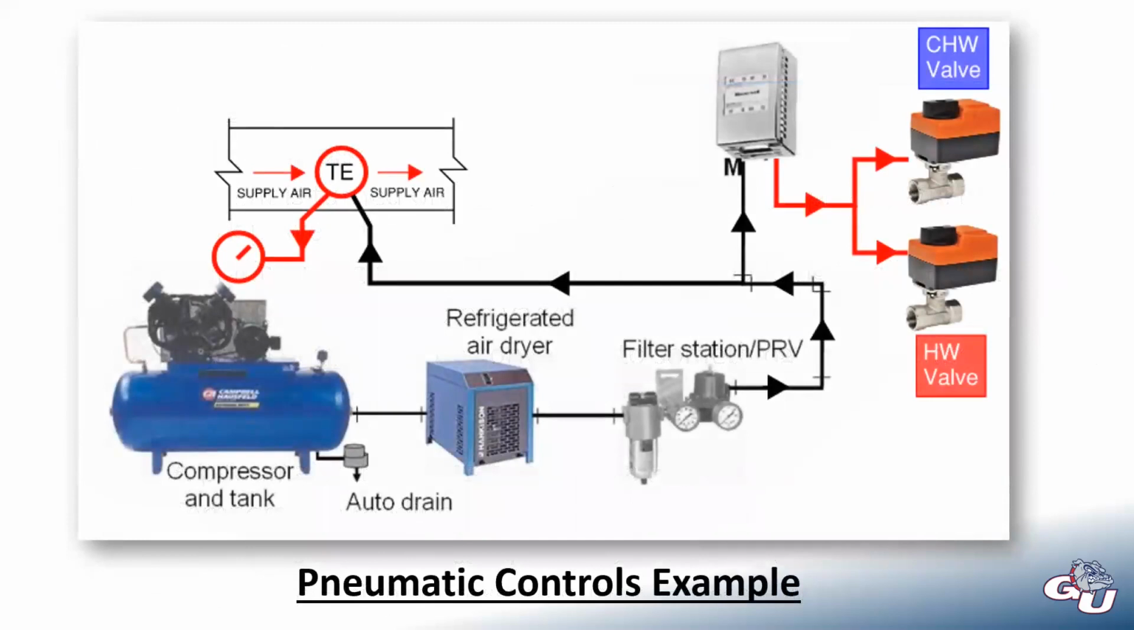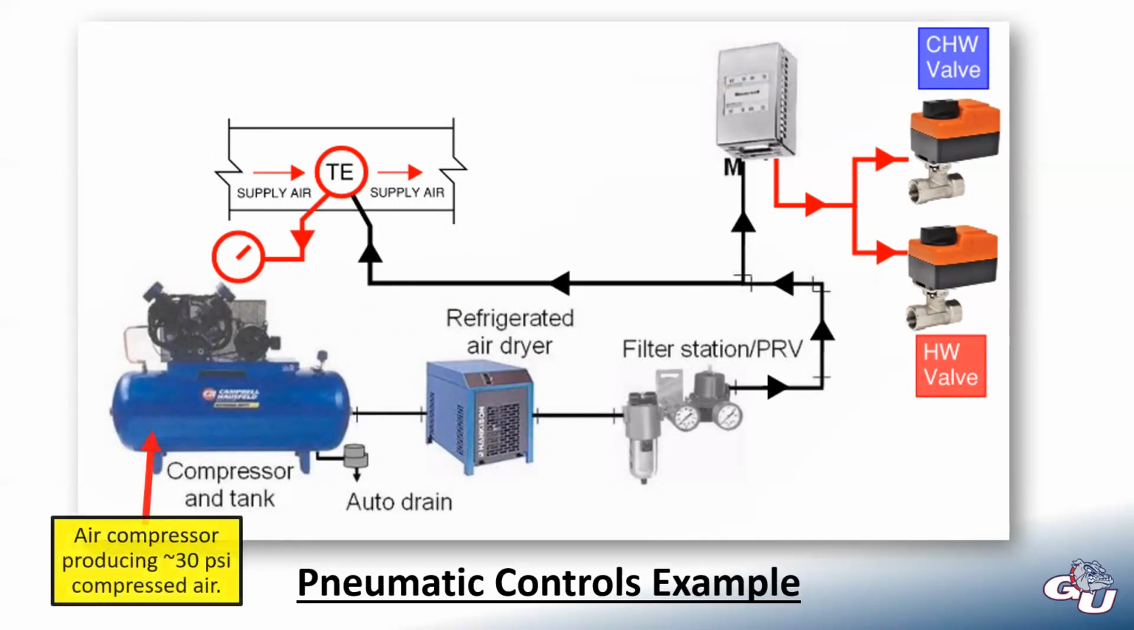Here's a basic schematic of a very simple pneumatic control system. So we have our air compressor at the start of this process, and this is the thing that kind of makes this whole system work. That air compressor is producing about 30 psi compressed air through this tubing, and you can see it goes through an air dryer and goes through a filter station before ultimately getting sent out into the building to all of your end devices. And the black lines here, that would be the pressure input going into your end devices.